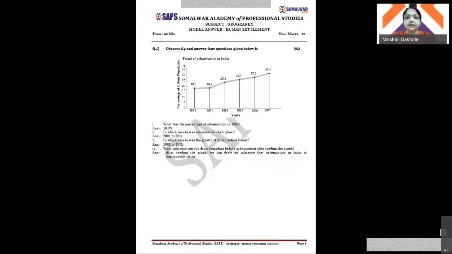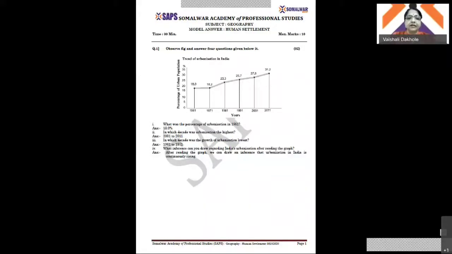You can see in the graph, it is a simple line graph, and it is showing you the percentage of urban population in India from 1961 to 2011. As you know, the population census is conducted every decade in India, at the beginning of the decade. So the census was conducted in 1961, then 71, 81, 91, 2001, and the last census conducted in India was in 2011. So now you can see the figures given in that line graph.